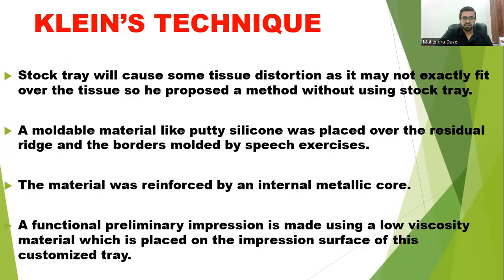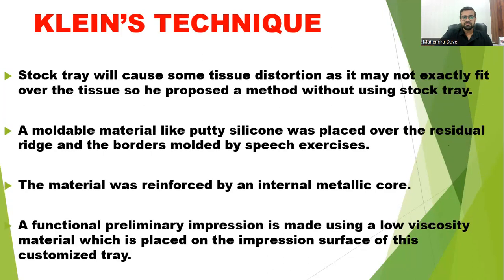Another technique is Klein's technique. In this, stock trays will cause some tissue distortion as they may not exactly fit over the tissues. So Klein proposed a method without using a stock tray. A moldable material like putty silicone was placed over the residual ridge and borders molded with speech exercises. The material was reinforced by an internal metallic core. A functional preliminary impression is made using a low viscosity material which is placed on the impression surfaces of the customized tray.